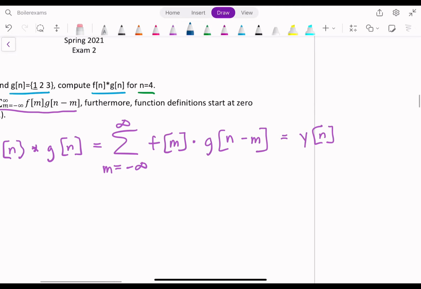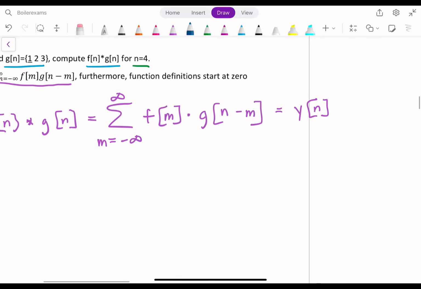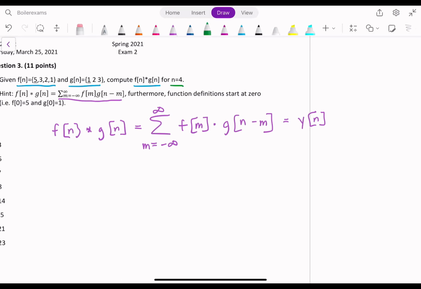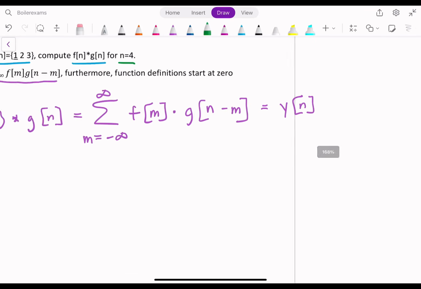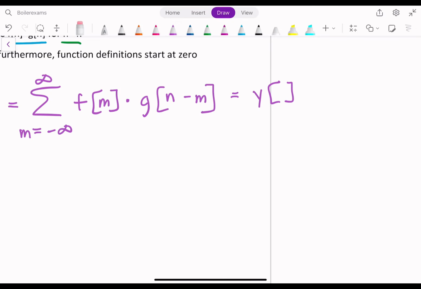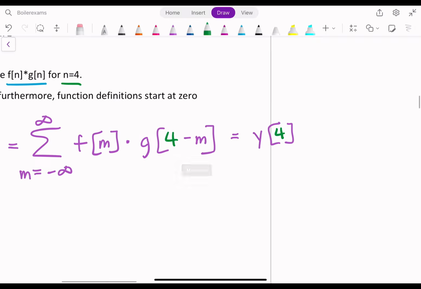And so what that value of n does is it shifts g. If n is 0, it's just going to be g of negative m. If it's 1, it's g of 1 minus m. And so as n increases, it further shifts g of n minus m to the right down the m-axis. And so we are going to simply plug in our two functions into this summation here, and we will have our answer. We're going to set n in this case specifically to 4. So this is going to be f of m times g of 4 minus m. So it is going to be g flipped on the negative m-axis and then shifted to the right by 4, since our value of n is equal to 4.